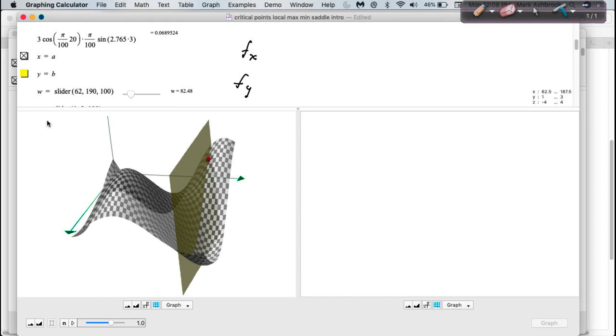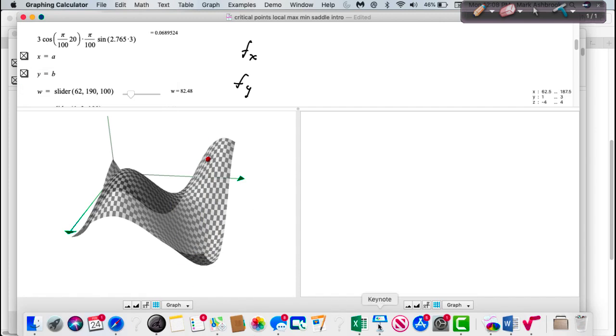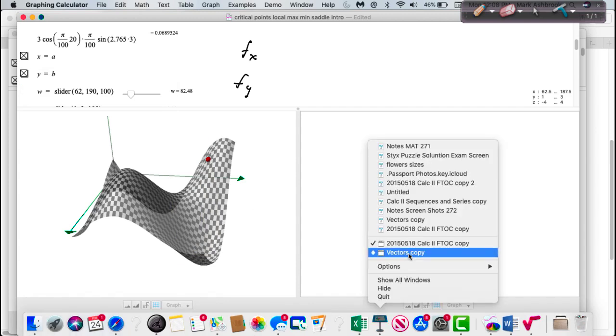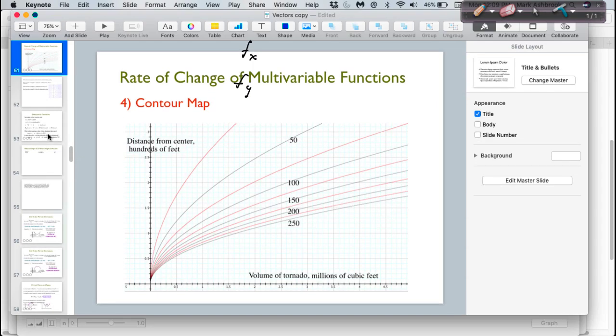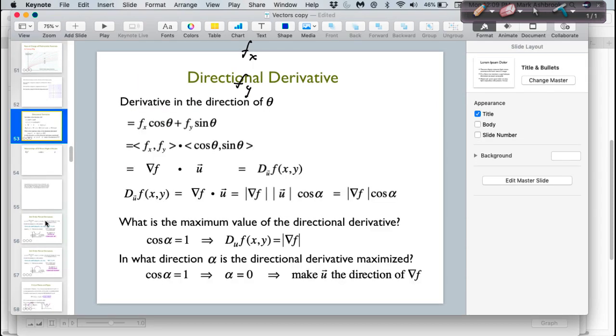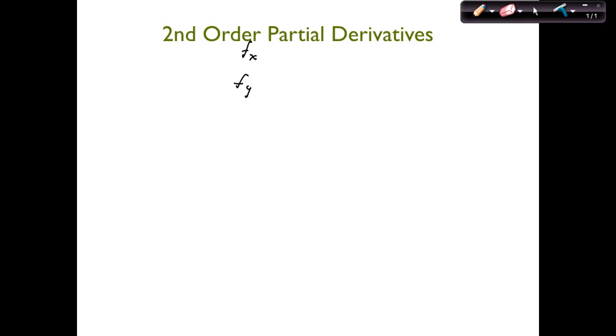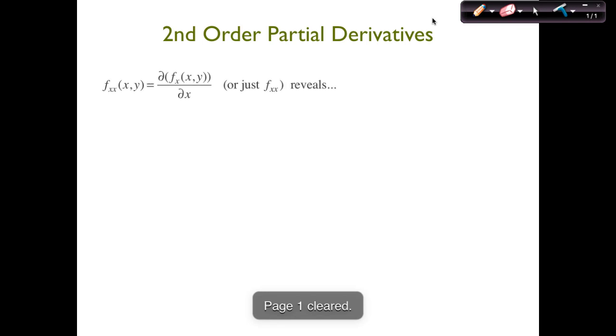That's a little bit of review. Any questions about that? So let's take a look at second derivatives. So the second derivative, you could write it as fxx, or the partial of the first derivative with respect to x with respect to x.